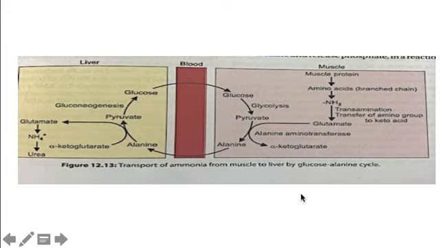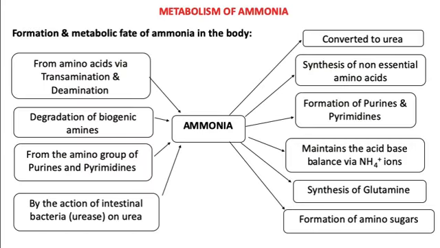Now when we talk about how ammonia is trapped, next you have to also know the metabolism of ammonia. So what is it? The formation and the metabolic fate of ammonia in the body. Free from amino acids via the transamination and the deamination reactions, ammonia is formed. Then from the degradation of the biogenic amines, ammonia is formed. Then from the amino group of the purines and the pyrimidines also ammonia is formed. And also by the action of the intestinal bacterial urease on urea, ammonia is formed.